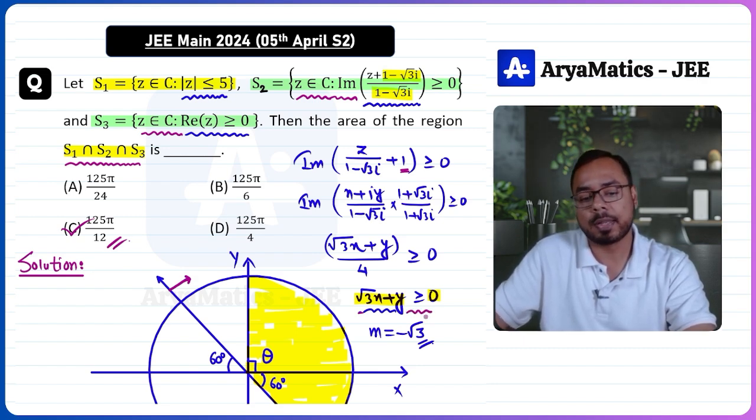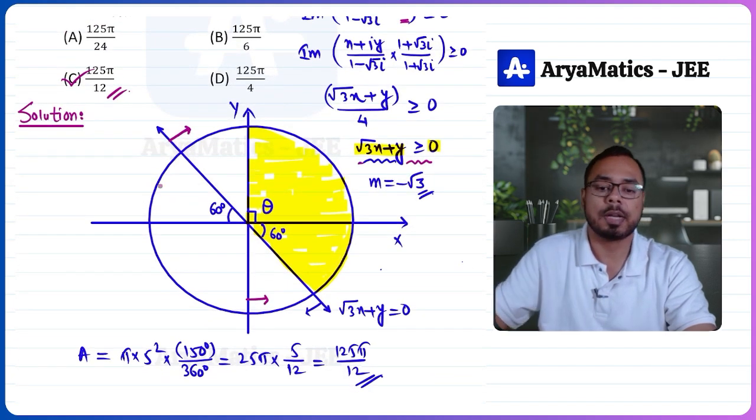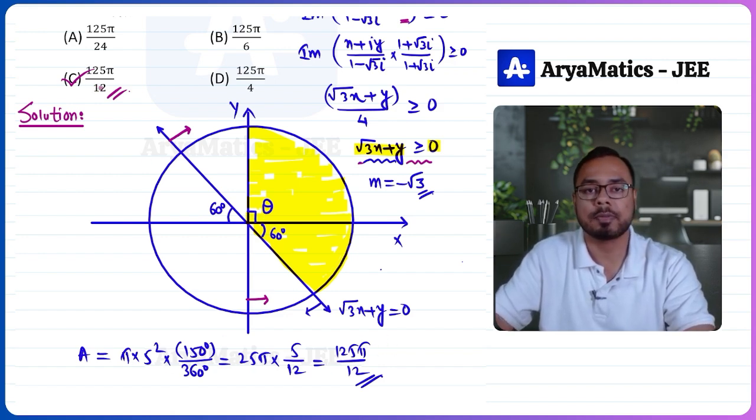So finally, we got this line, and now the intersection of all three was this shaded region, and the area of this region will be pi r square theta by 360. Finally, after calculation, we got option C as the correct answer for this problem.